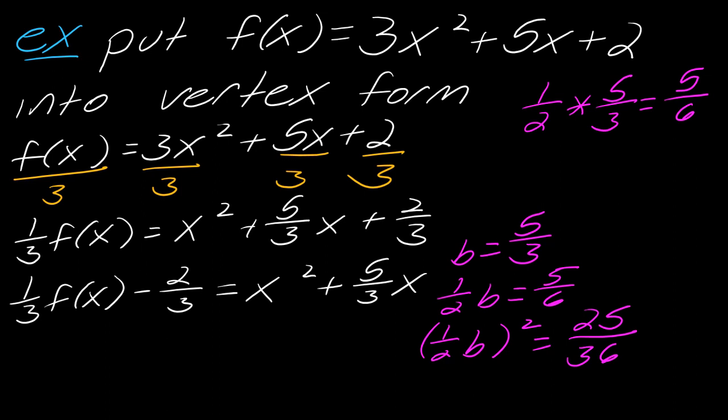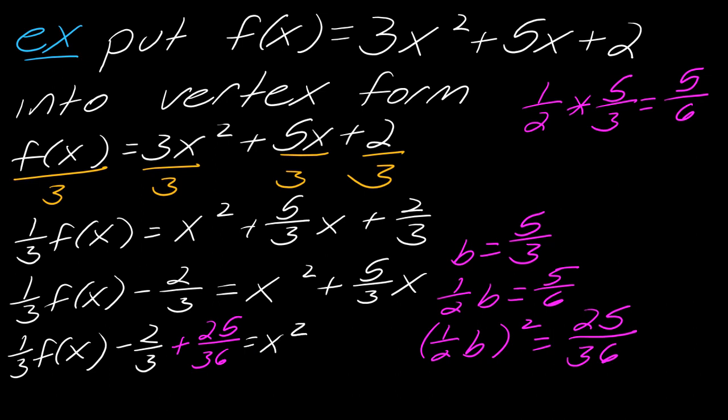And now we're still following the same steps from before. In completing the square, I want to add this 25 over 36 to both sides. So this definitely looks a little gnarly, but we're going to keep going with it. So I've got 1/3 f of x minus 2/3, and then I'm going to add that, maybe I'll do this in pink so you can see it, plus 25 over 36.